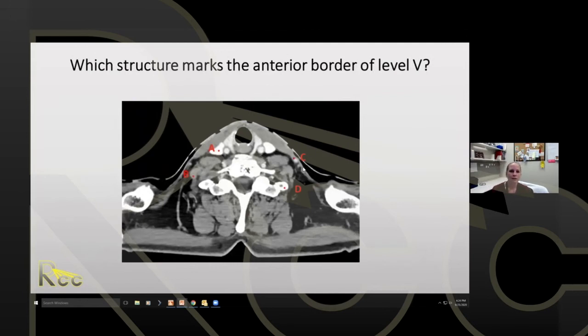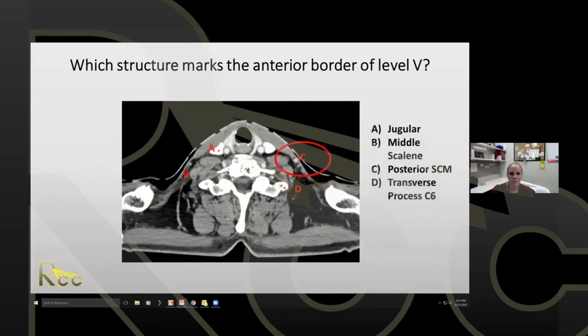What about this next one? Which structure, so we're going to look at the structures marked by the red dots, which structure best delineates the anterior border of level 5? C, very good. So A, we have the jugular vein, B, the middle scalene muscle, C, the posterior aspect or the posterior border of the sternocleidomastoid, and then D, we have the transverse process of C6 marked.